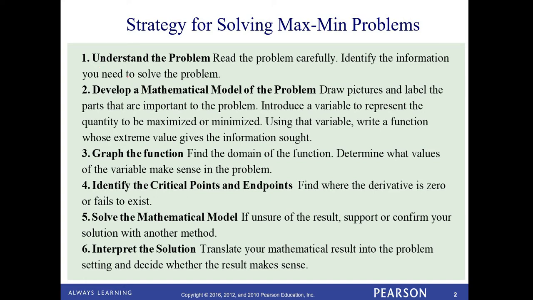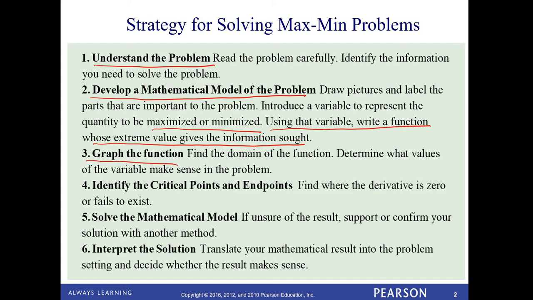First thing to do always is to read the problem and understand it. So understanding the problem, read it all the way through, identify the information that you need. Second, we're going to develop a model for the problem. Sometimes drawing a picture helps, labeling parts that are important, introducing a variable to represent what we're going to maximize or minimize, and then using that variable, this is important, write a function whose extreme value gives the information sought. As we do our first problem, this will make some sense.